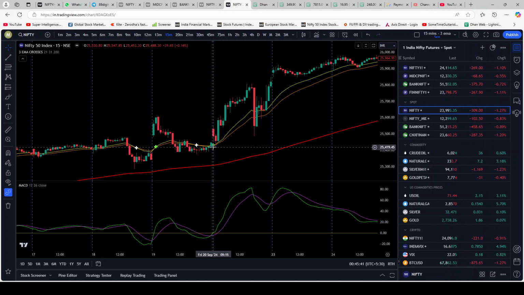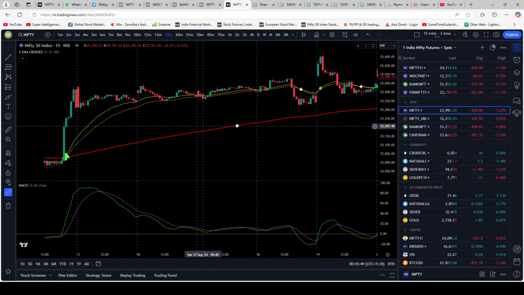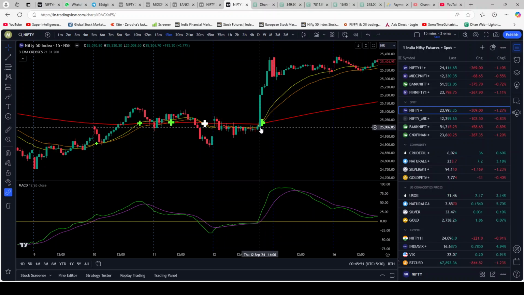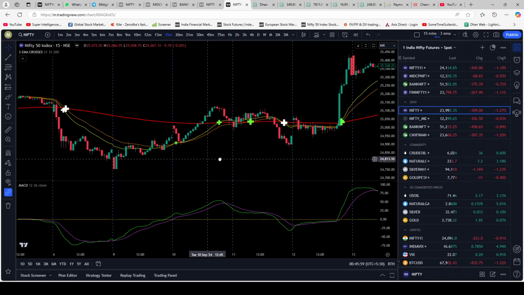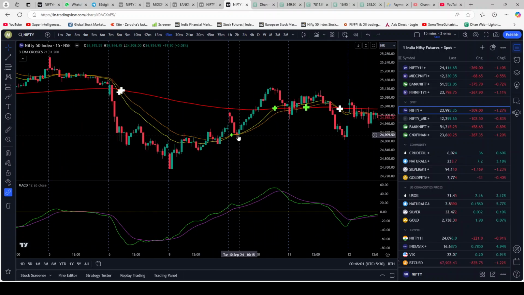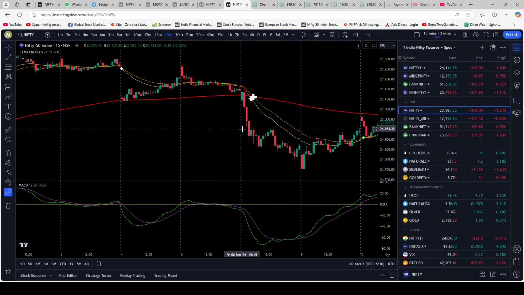You get a green cross. It's above 200. It's above all the 21 and 31 moving averages. This is the ideal setting to go long. All right, look over here. Above 21, 31 and 200, with MACD matching at the bottom. Best setting to go long.